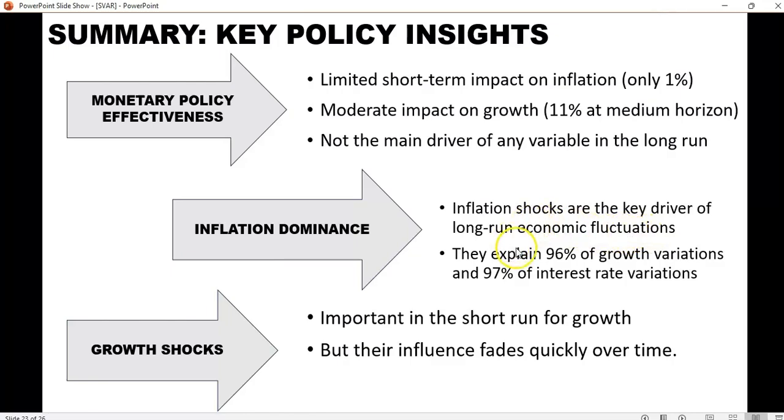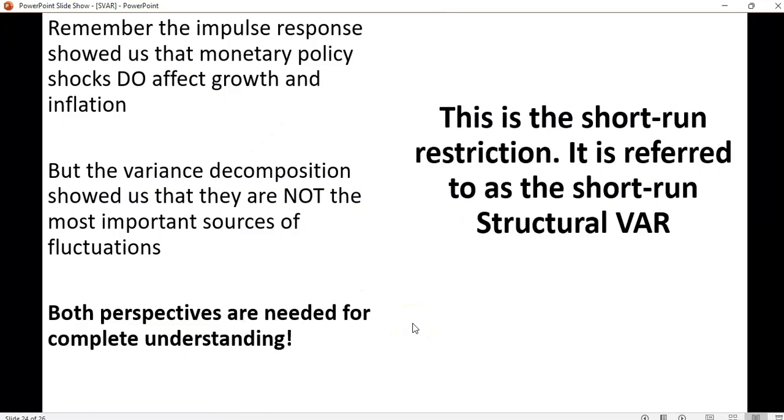Why do we say that? They explain 96% of growth variations and 91% of interest rate variations. What about the growth shocks? Growth shocks were very important in the short run for growth, but their influence fades quickly over time.